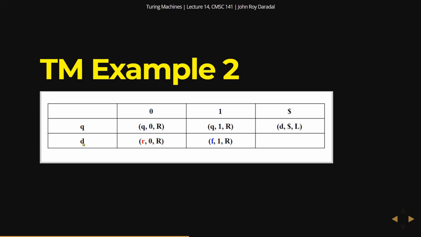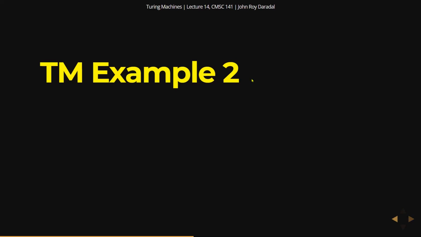And then in state D, if you see a 0, then it's even, so you reject it. You go to state R, reject. But if it's 1, you go to the final state since it is odd. Okay, so simple as that.